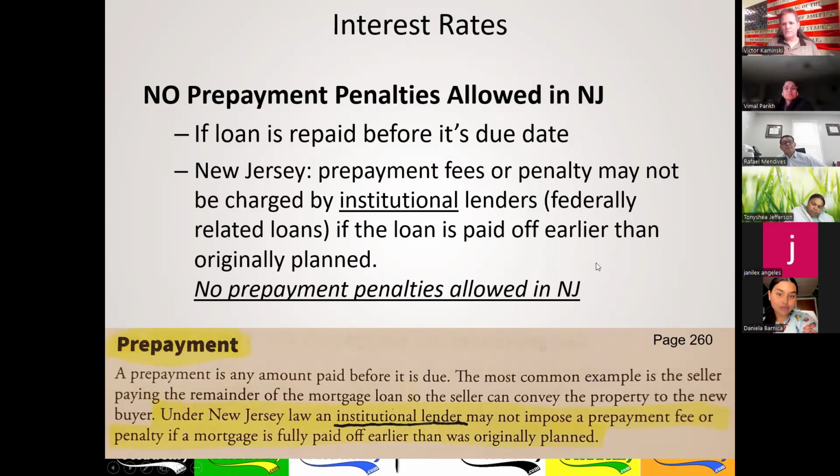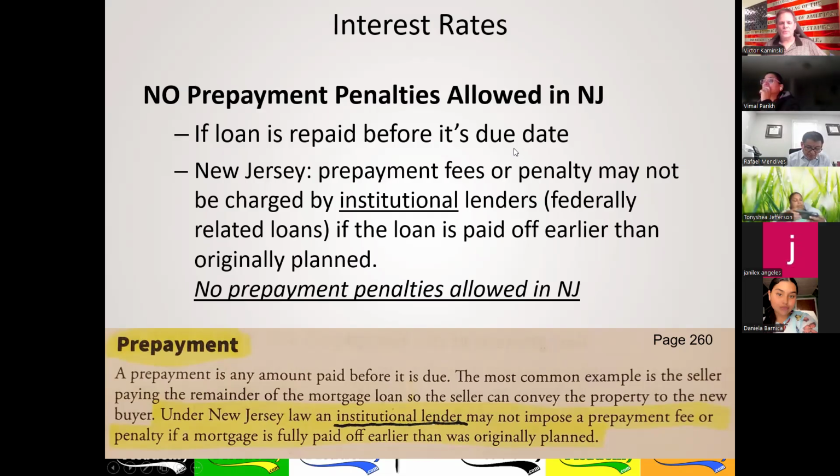So you need to know this, it will be on exams. No prepayment penalties allowed in New Jersey. Just study it. No prepayment penalties allowed in New Jersey if you pay off your loan sooner than its original ending date.